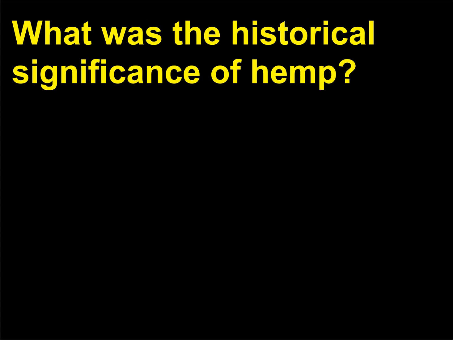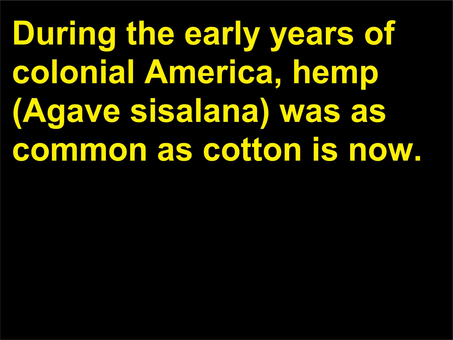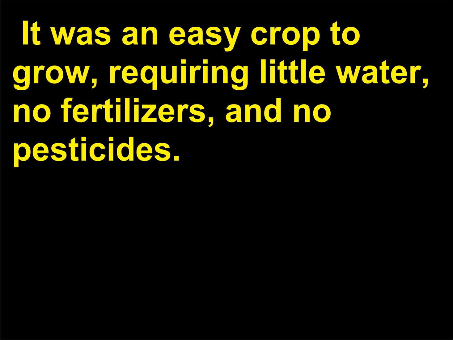What was the historical significance of hemp? During the early years of colonial America, hemp, Cannabis sativa, was as common as cotton is now. It was an easy crop to grow, requiring little water, no fertilizers, and no pesticides. The fabric looks and feels like linen.